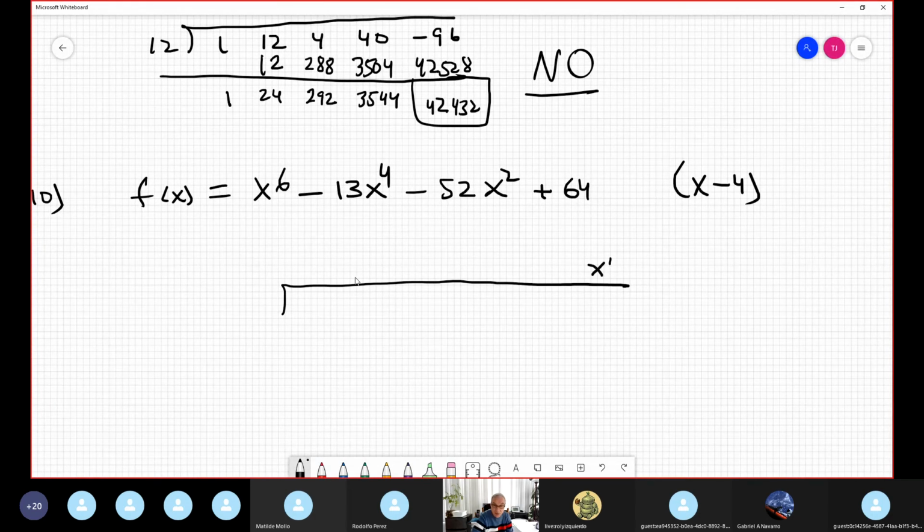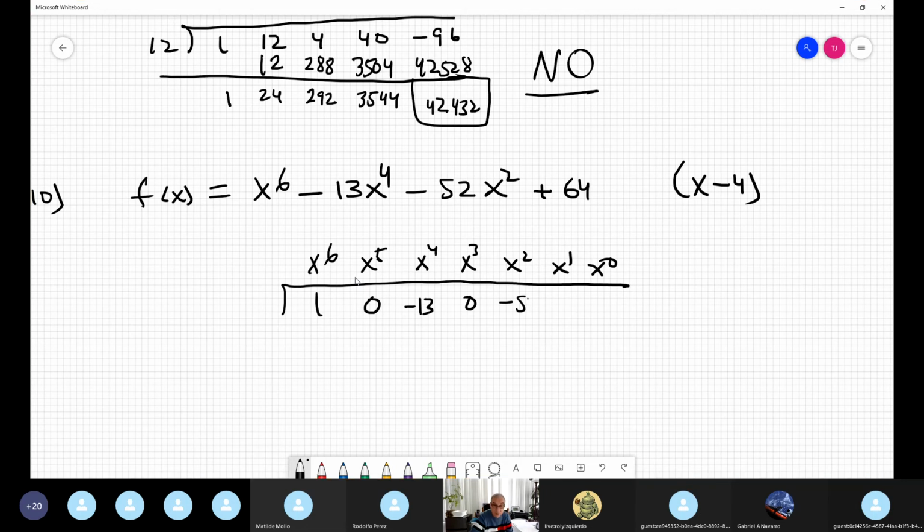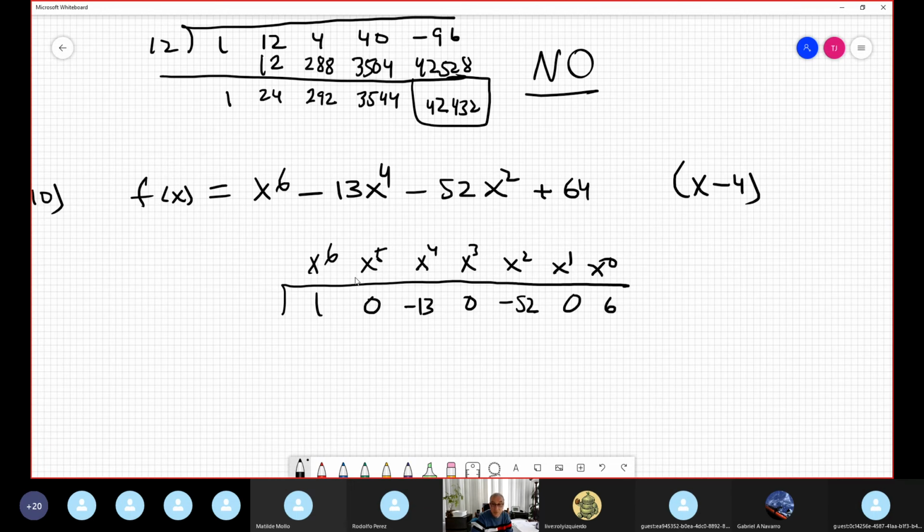So this is x to the 0, x to the 1, x to the 2nd, x to the 3rd, x to the 4th, x to the 5th, x to the 6th. This is 1, but this is 0. This is negative 13. This is 0 again, because we have no x to the 3rd power. And this is negative 52. And x is missing also. And this is 64. And you divide by 4, the opposite sign of the factor.